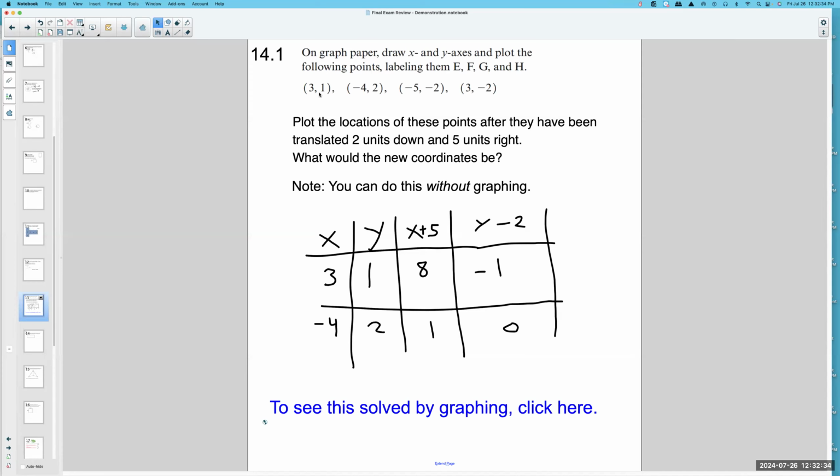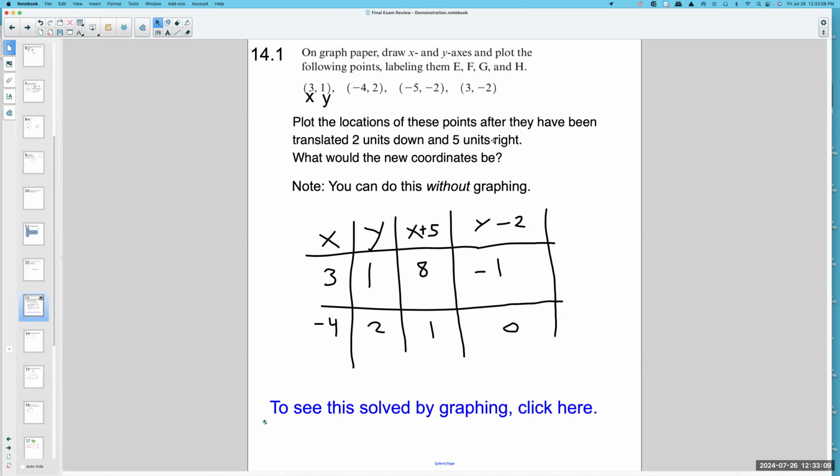When I'm looking at an ordered pair like 3, 1, 3 is x, 1 is y. Remember which one is which. So I thought I'd make a little table. So across the top, I put x, y. And what am I doing to x? Plot the locations after they've been translated 2 down, that's the y part, 5 units right, that's the x part. I purposely wrote that different. Make sure you read very carefully which one comes first in the example.